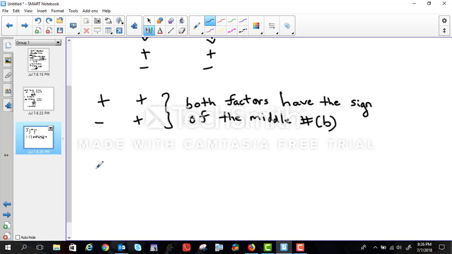The other option is, again, you could have plus and minus in here, but negative at the end. Now we know from our previous example that if it's negative at the end, the factors have different signs. So one's positive and one is negative. So that is the first thing we know.